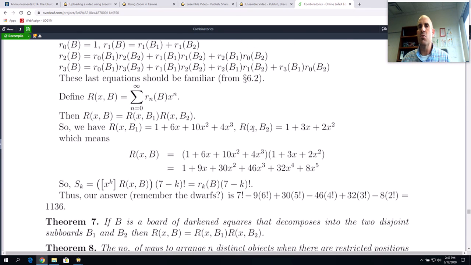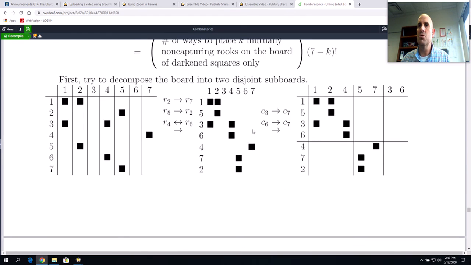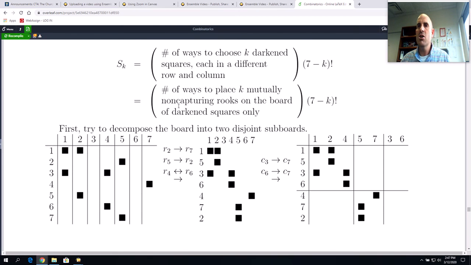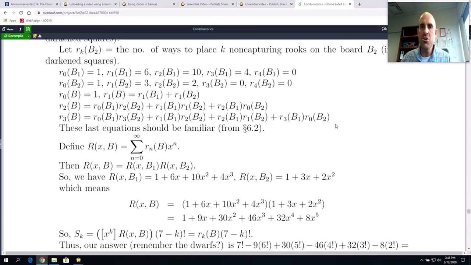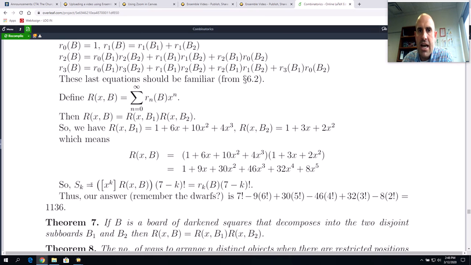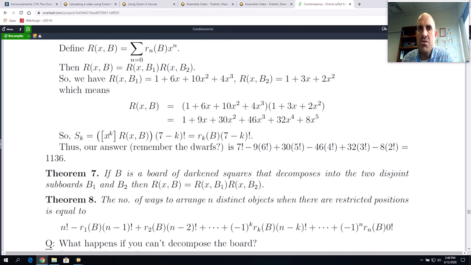And then, remember, up here, let me scroll up, S_k was the number of ways to replace those rooks, okay? And that's just our R_k of B times 7 minus k factorial. So we can use the Rook polynomial to give us those numbers. S_k is just going to be the coefficient, okay? Look at this. This is amazing. It's the coefficient of x to the k of the Rook polynomial with board B, okay? That is going to be the Rook number, R sub k of B, times 7 minus k factorial, right? So that's where this little formula comes from.